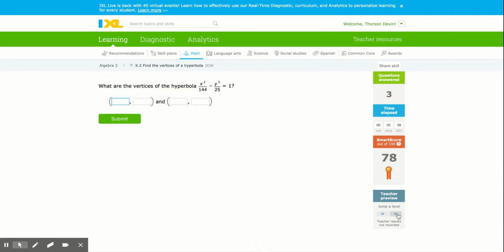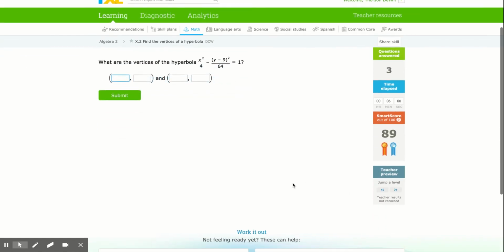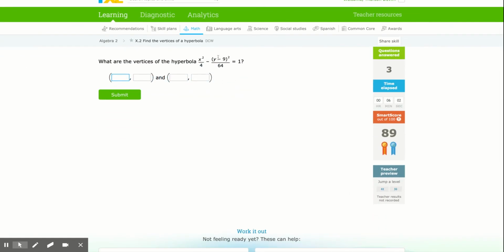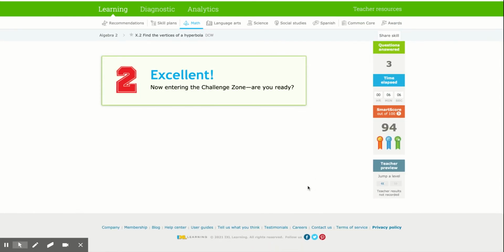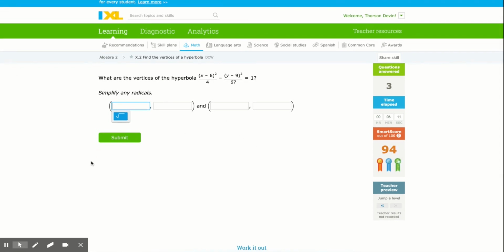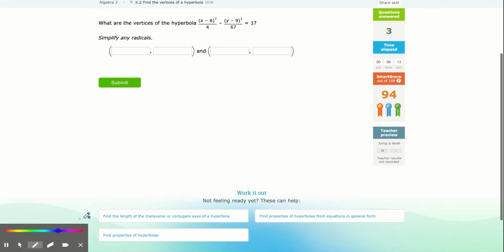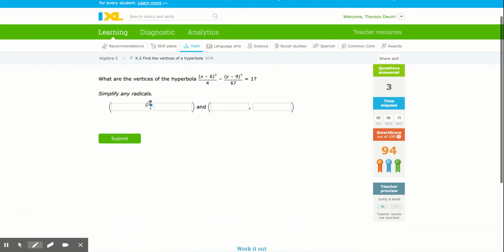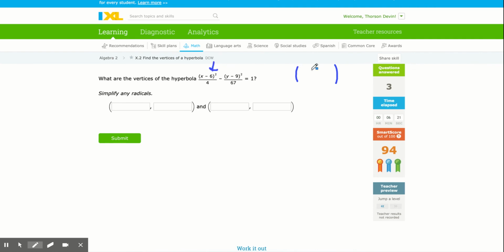Okay, I'm going to again jump way ahead here to something a little harder. That has a shift in the center, but I actually want to do one with a double shift. I mean, it has both a horizontal and a vertical shift, like this one. So again, the first thing I'm going to do is write down the center. What's the center? The center is 6, 9. So there's my center.